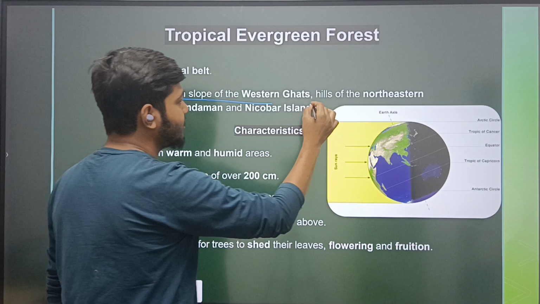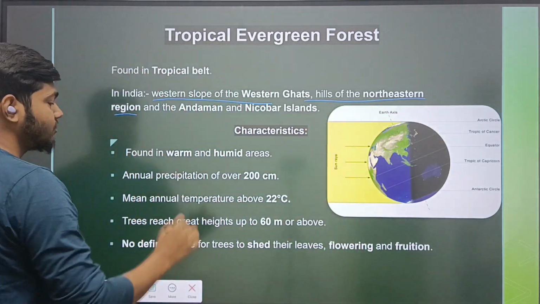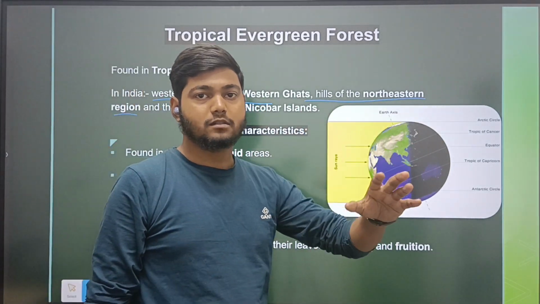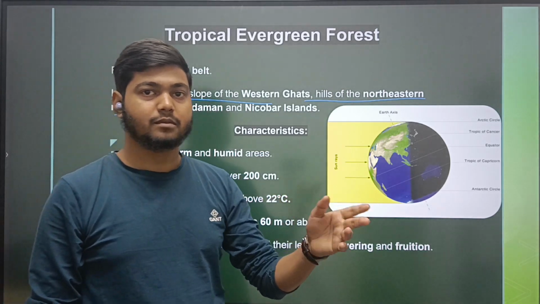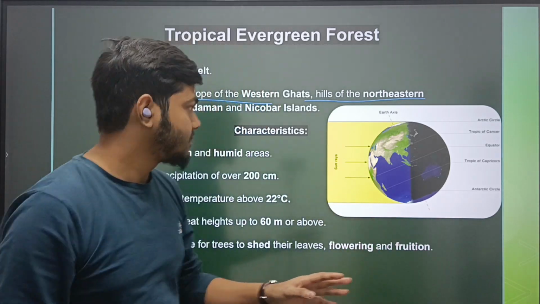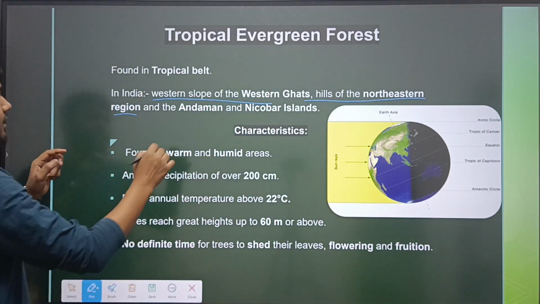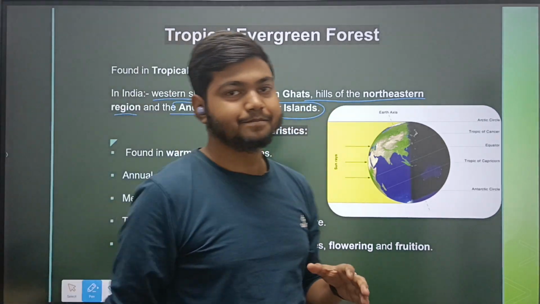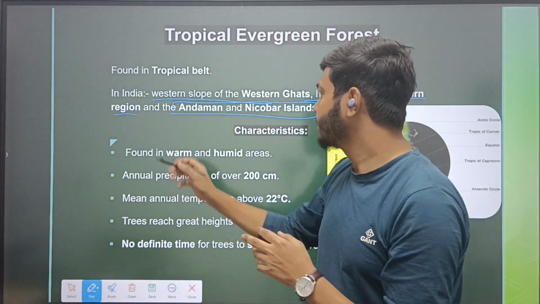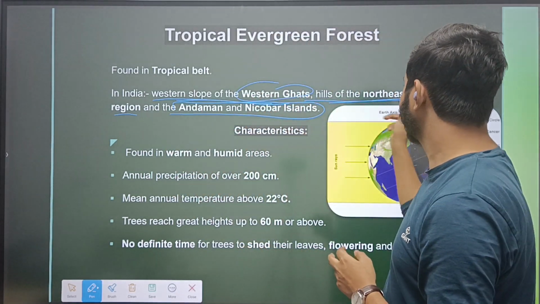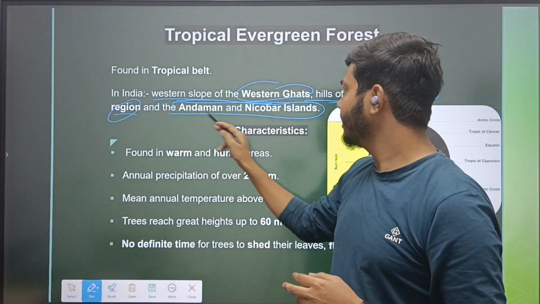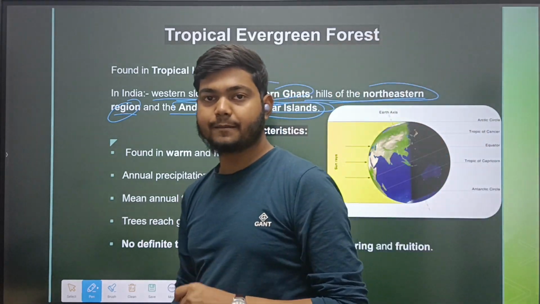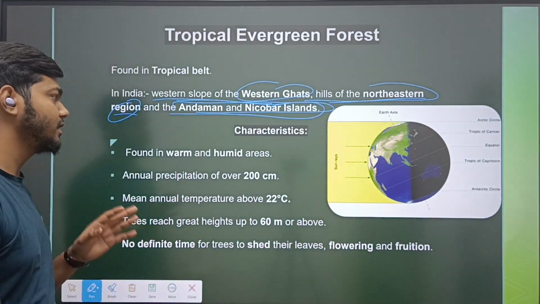Western slope of the Western Ghats, hills of the northeastern region, the seven sisters, those states of India: Assam, Manipur, Mizoram, Tripura, Arunachal Pradesh, Sikkim, these states, and the Andaman and Nicobar Islands. So in India, they are found on the western slope of the Western Ghats, the hills of the northeastern region, and the Andaman and Nicobar Islands. Okay, I hope this point is clear. Let's move to the next point.